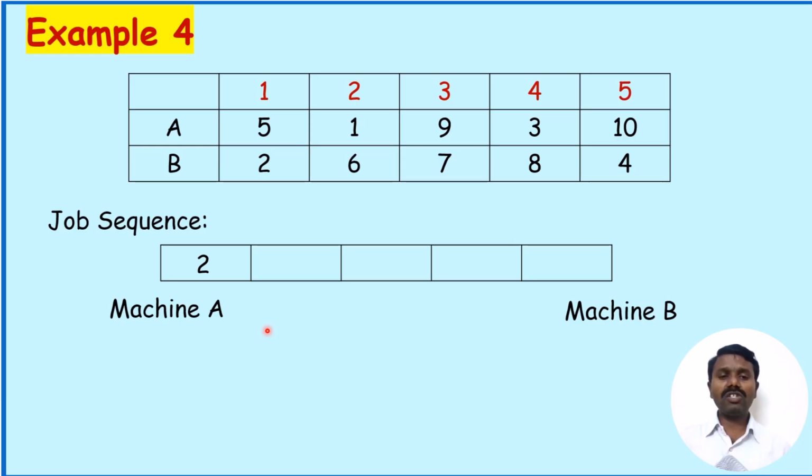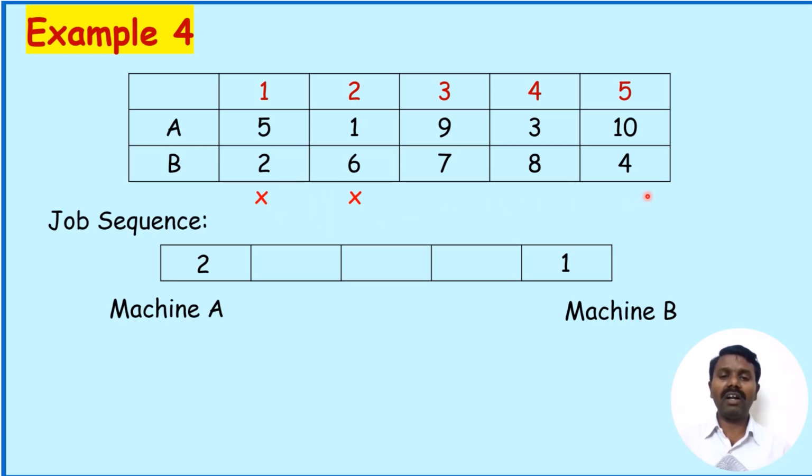Then the next smallest value is 2, which belongs to order 1, and we need to schedule it at the last. We are scheduling that last because it belongs to machine B. Then for the next smallest value, these 2 are over, so we just put a cross mark, and the remaining 3 orders are there.